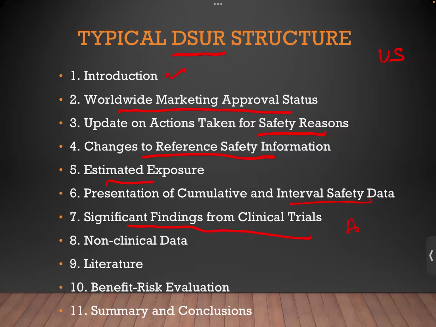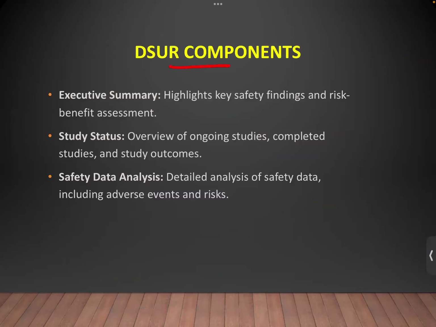Non-clinical data, literature, and this is, as always, very important, risk benefit evaluation. What is your scientific committee thinking? Are the benefits anticipated? Here they are anticipated, of course, because we are developing. Are the anticipated benefits still greater? Finally, summary and conclusions. In this, you also prepare an executive summary, because you have to highlight the key safety findings and risk benefit assessment.